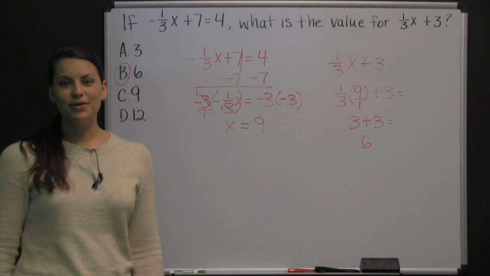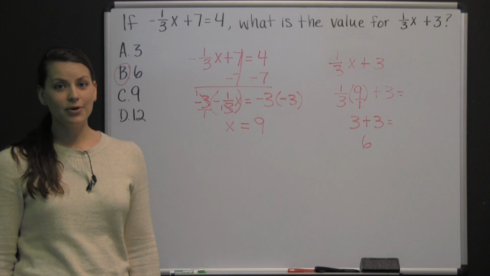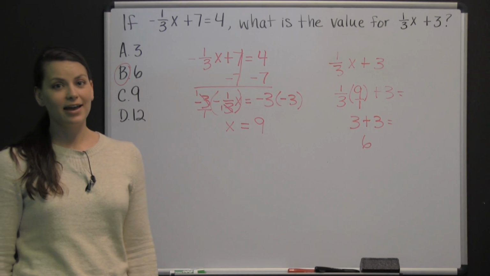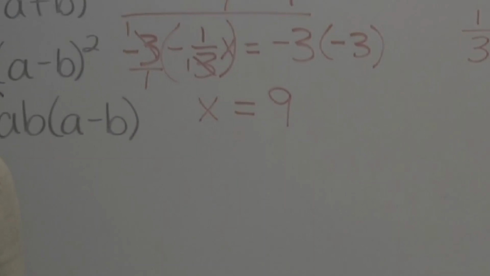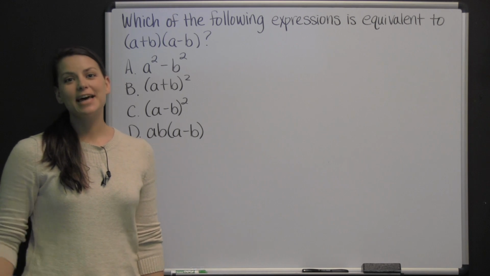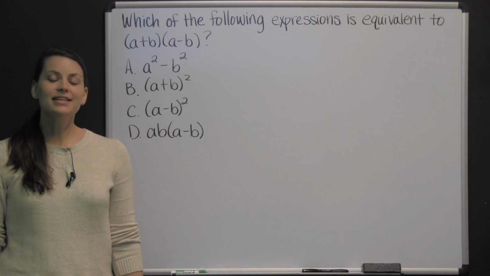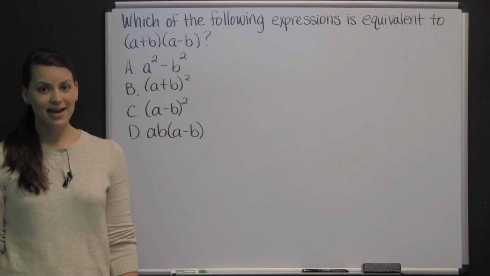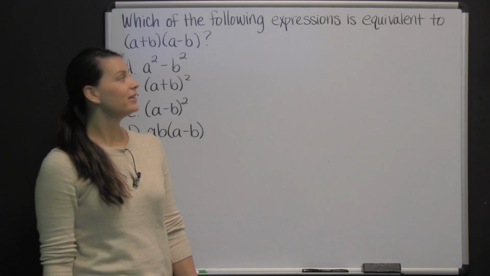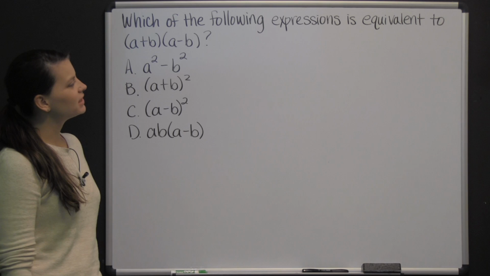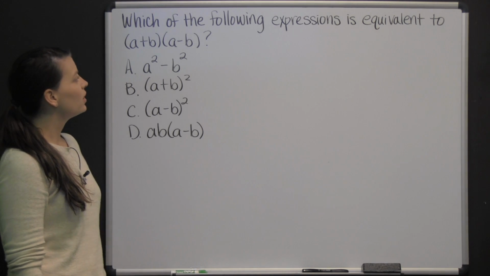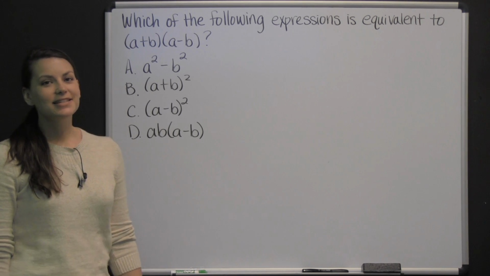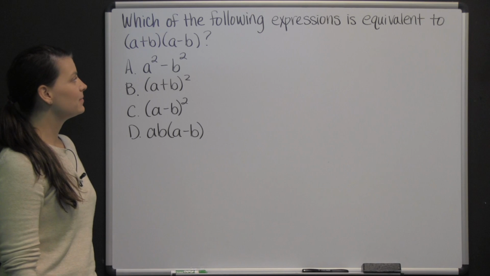That's one example of the type of problem you'll encounter when working a TSI question. Here I have a TSI practice question. This is the type of question you will encounter on the TSI test. So let's work through it. Which of the following expressions is equivalent to the quantity A plus B times the quantity A minus B?